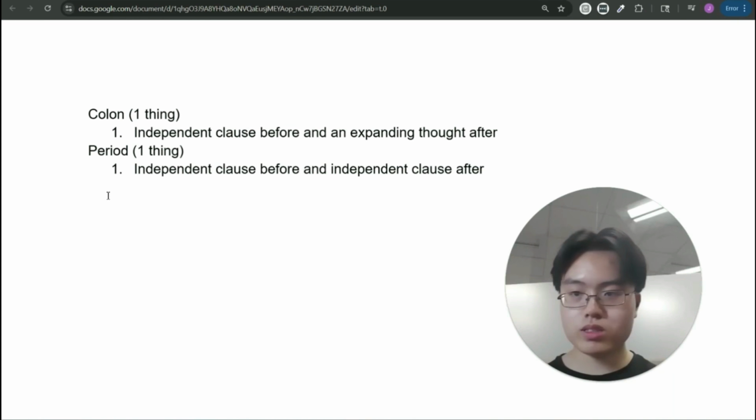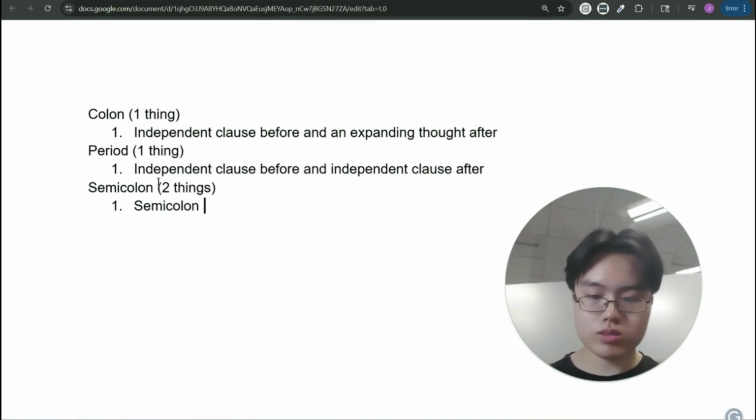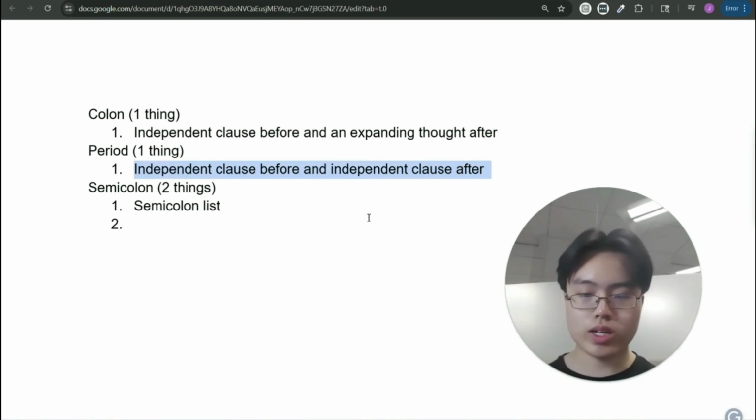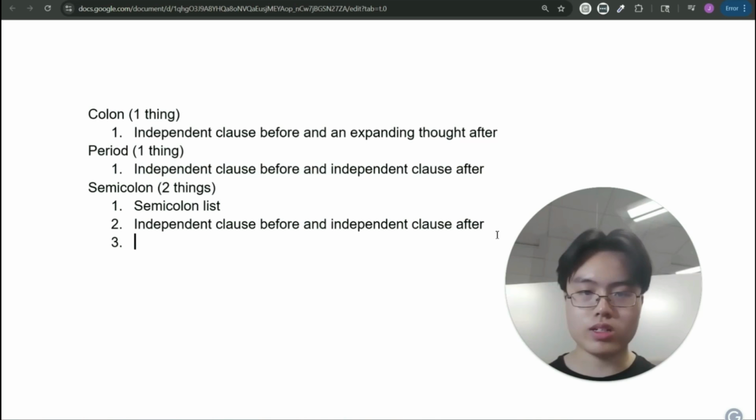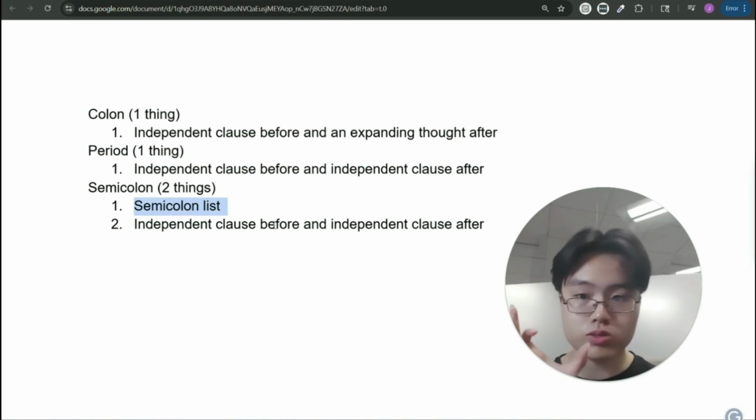Okay, let's talk semicolons. Now, for a semicolon, you actually have to worry about two things on the SAT. The first thing is a semicolon list. This is pretty important that you understand. The second thing is an independent clause before and after, which is the exact same thing a period does. However, most people know a semicolon does the same thing as a period, but they don't know about semicolon lists, so I'm going to explain them. This is actually really important.